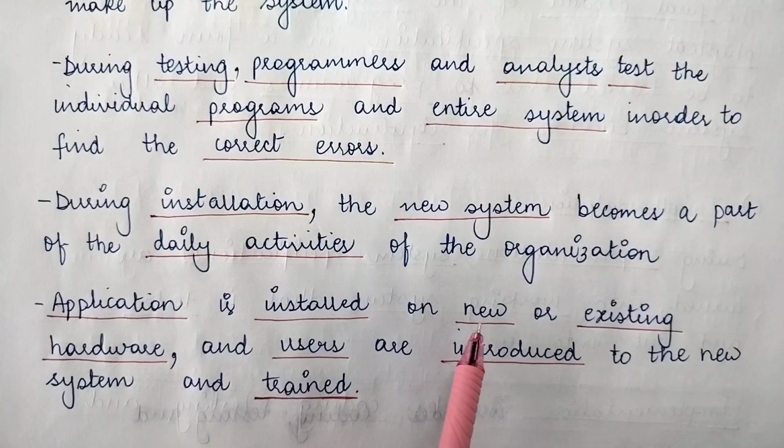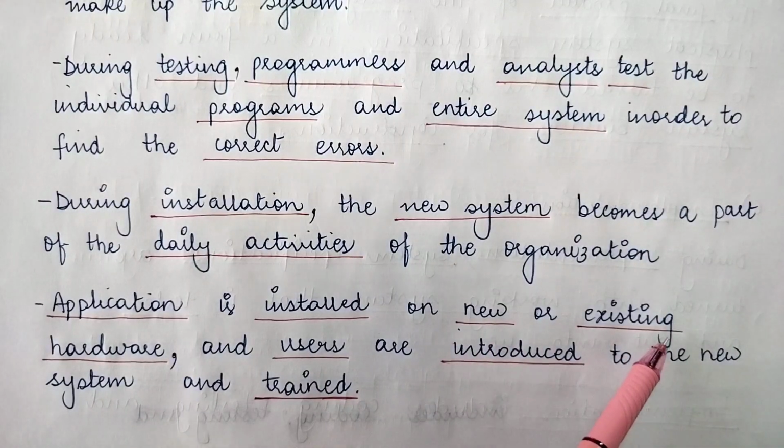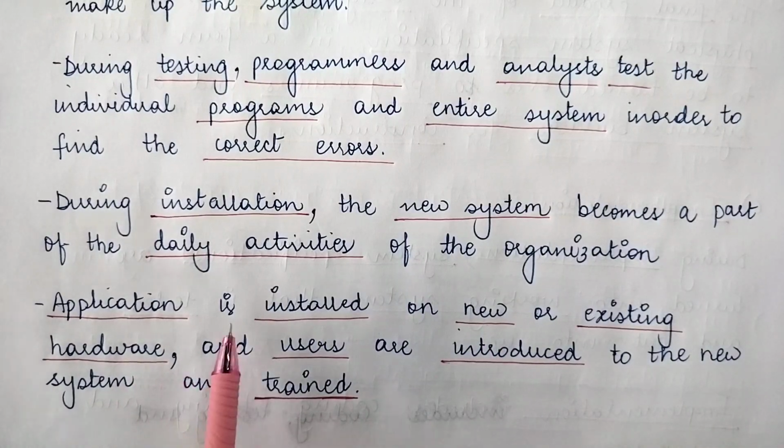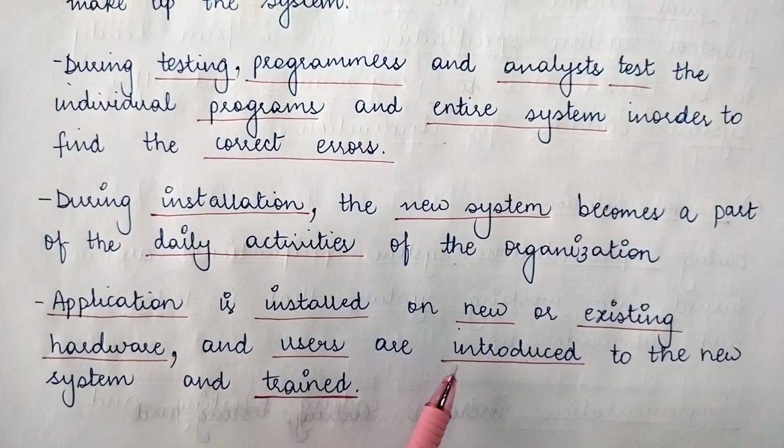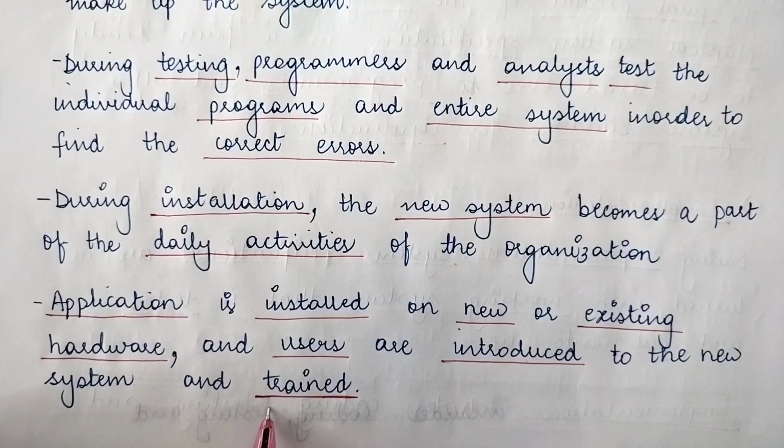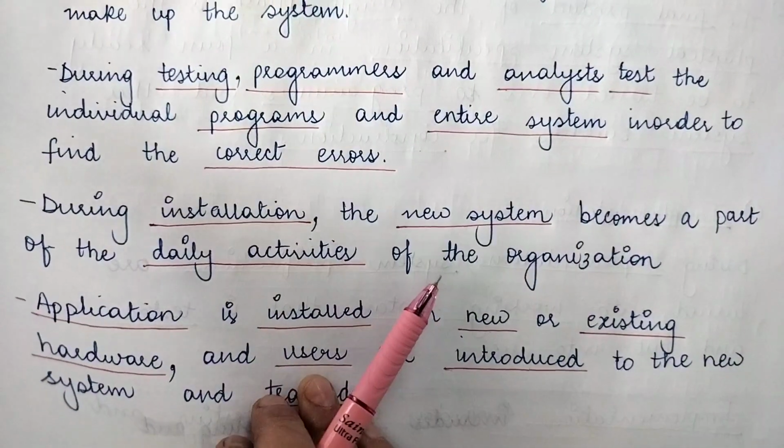The application is installed on either new or existing hardware. It depends upon the hardware specifications that have been provided. If the specifications mention the same hardware, then the application would be installed on the existing hardware. If the specifications mention new hardware, then the application would be installed on new hardware. And users are introduced to the new system, which obviously means providing them the required training so that they can use that system.